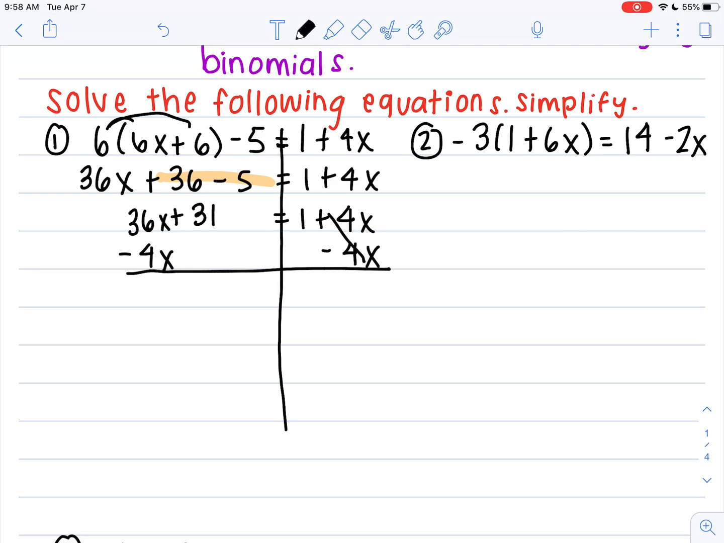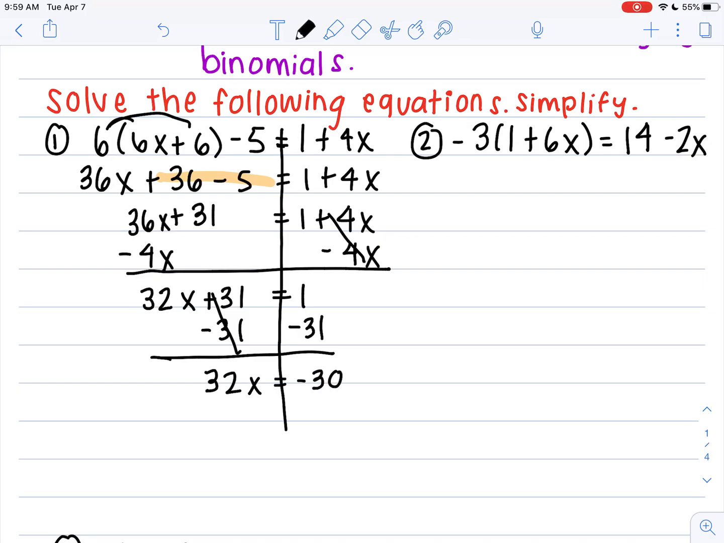By the way, you're going to have fraction answers for some or even all of the ones on your assignment. So I made fraction answers here for a couple of them. So if we subtract 31, remember our goal is to get the x terms by itself. So we have 32x equals negative 30. 1 minus 31 is negative 30.